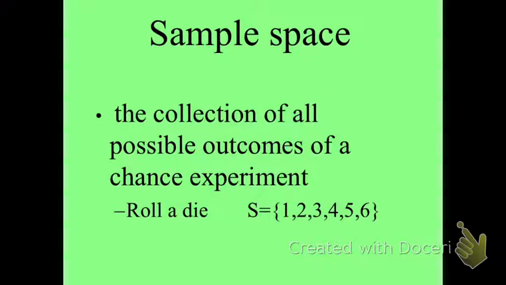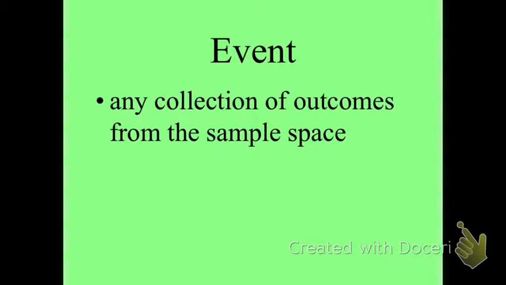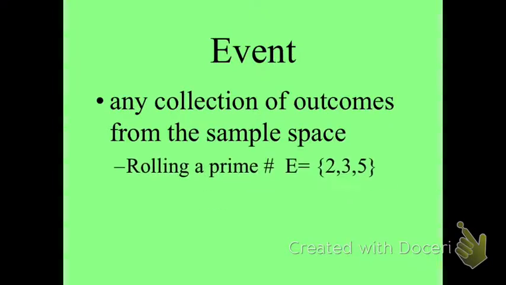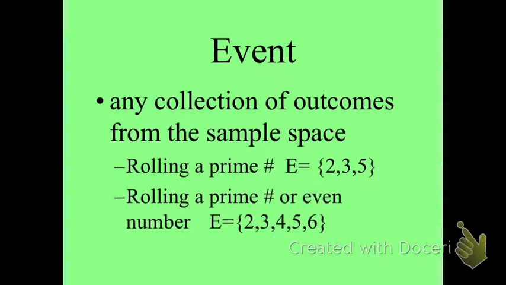So my sample space is {1, 2, 3, 4, 5, 6}, and you put them in the little curly brackets. All sample spaces get curly brackets. The sample space is like your total. An event is outcomes from the sample space. So if I said rolling a prime number, the event would be 2, 3, and 5. I'm just choosing all of the prime numbers from my sample space.